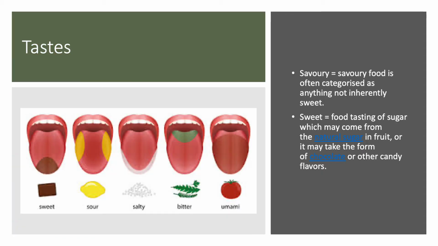Tastes. 1, 2, 3, 4, 5 tastes. Sweet, sour, salty, bitter, umami. You can see from the tongue there, the tongue recognizes them in different spots. A couple of descriptions there for you. Savory food is often categorized as anything not sweet, and sweet is a flavor that comes naturally in fruit or comes in chocolate or in candy.